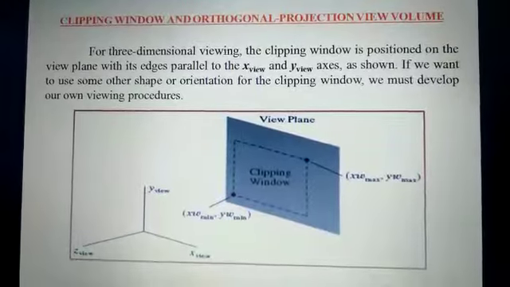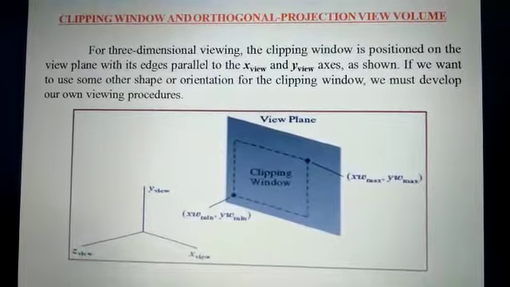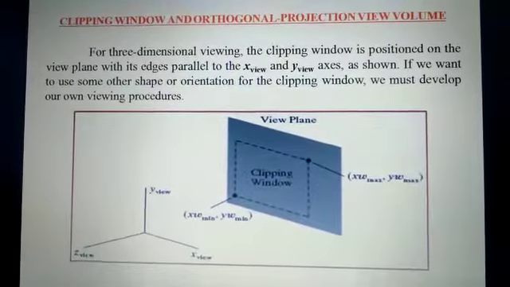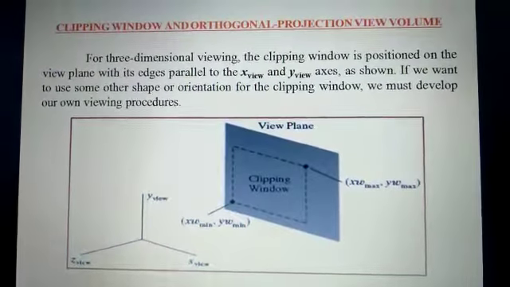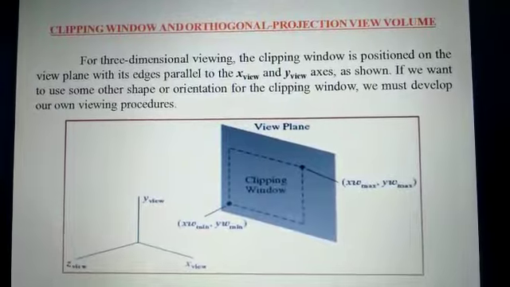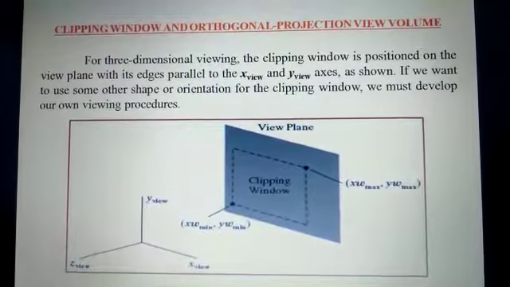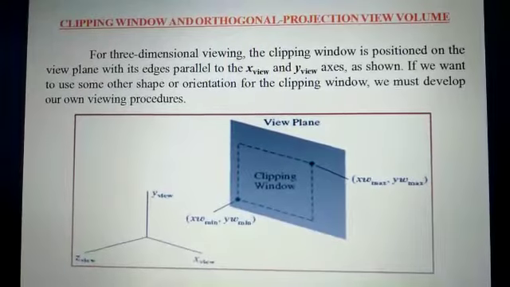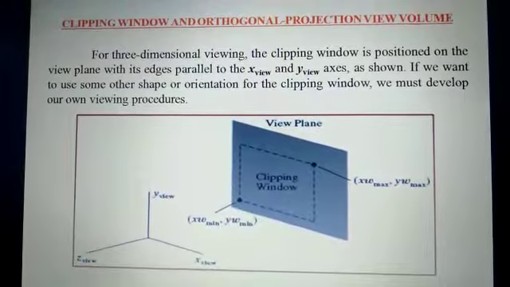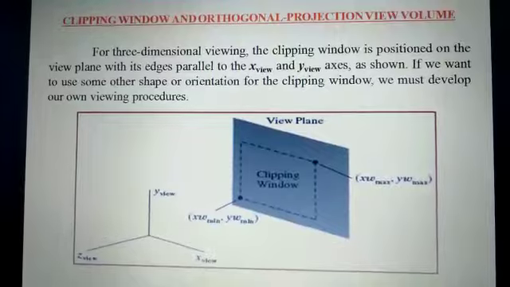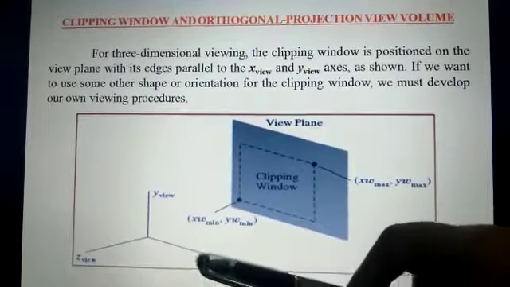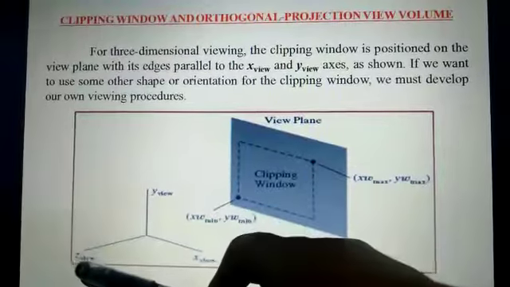In OpenGL, we set up a clipping window for 3D viewing just as we did for 2D viewing, by choosing 2D coordinate positions for its lower left and upper right corners. For 3D viewing, you have a clipping window which is positioned on the view plane with its edges parallel to the X view and Y view. As you can see here, we would be having X view and Y view with respect to Z view also.